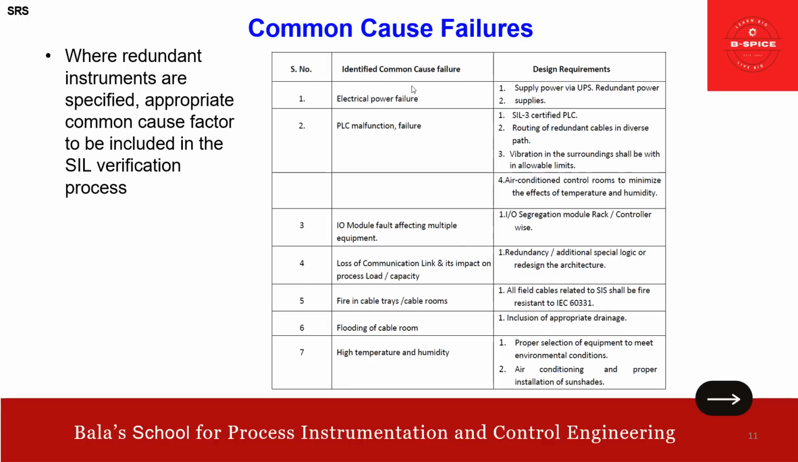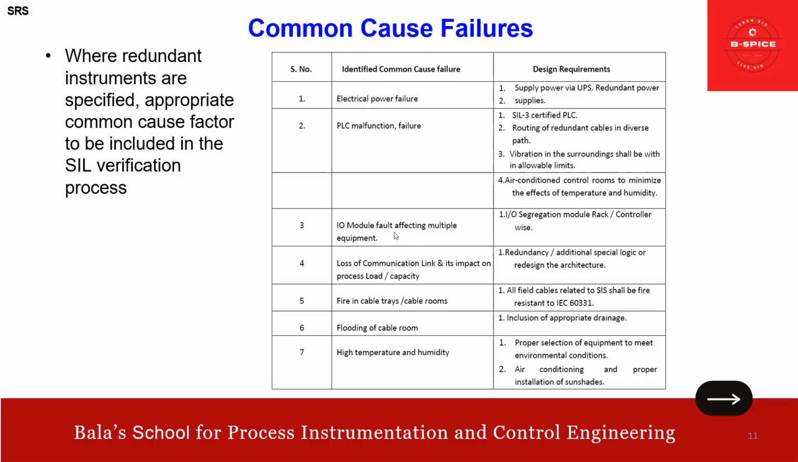You can see here, this is the common cause failure. These are the design requirements. For example, common cause failure, electrical: supply power via UPS, with redundant power supplies. Then PLC malfunction failure: SIL3 certified PLC, routing of redundant cables in diverse paths, vibration in the surroundings shall be within the allowable limits, all these. And also an air conditioned room to minimize effects of temperature and humidity.